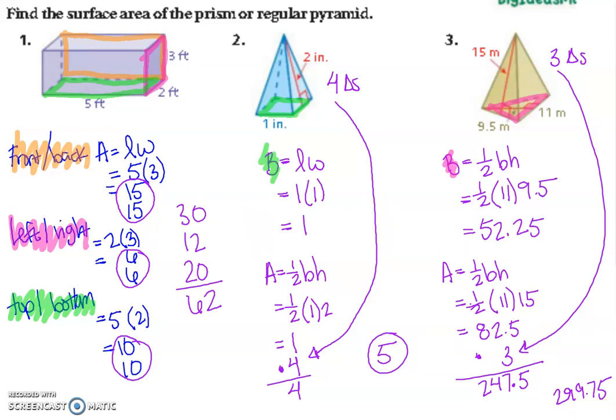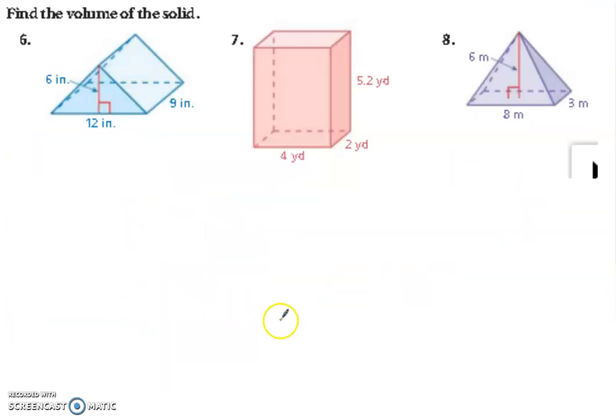All right, let's try some volume. Here's 3 examples of volume. I'm not going to be able to get to all of these, so I'm going to do number 6 and number 8. Number 6 and number 8. Here we go. Start by writing the formula. This is a prism. It has 2 triangle bases. So the formula is capital B, area of the base times height.